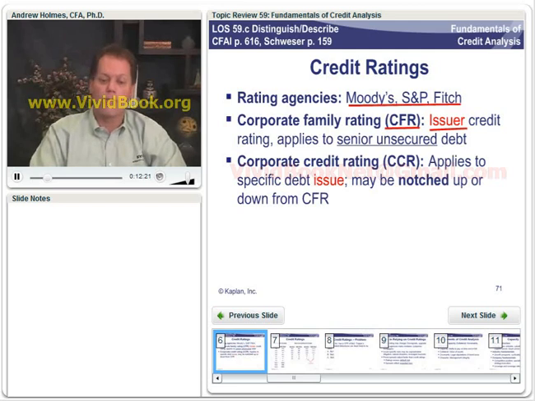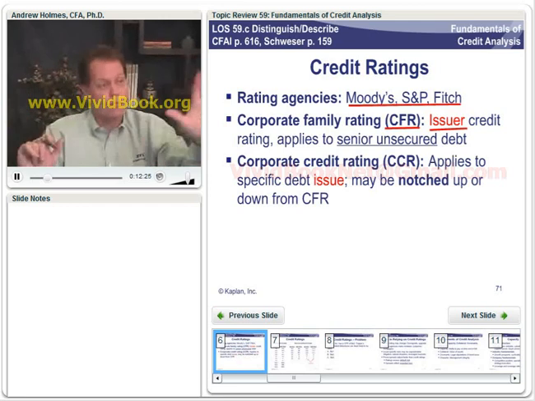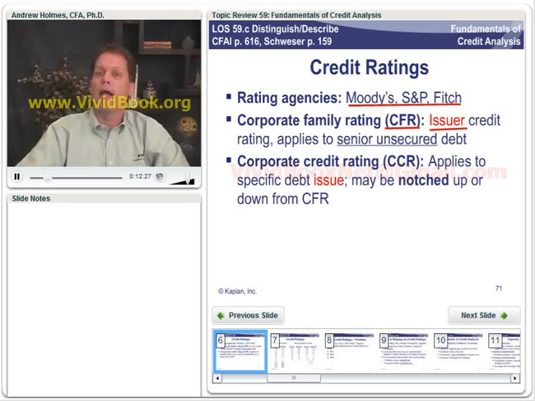So the corporate family rating would be a way to compare one firm to another. This firm's BB, this firm's BBB, something like that. And if we wanted to think of it as where in that hierarchy it would pertain, that is going to be the senior unsecured debt. And of course, these can be notched one way or the other for specific issues. So if we get out of the family rating or company rating, then we're looking at the credit rating itself, and this is not on the issuer, but rather on a specific debt issue.